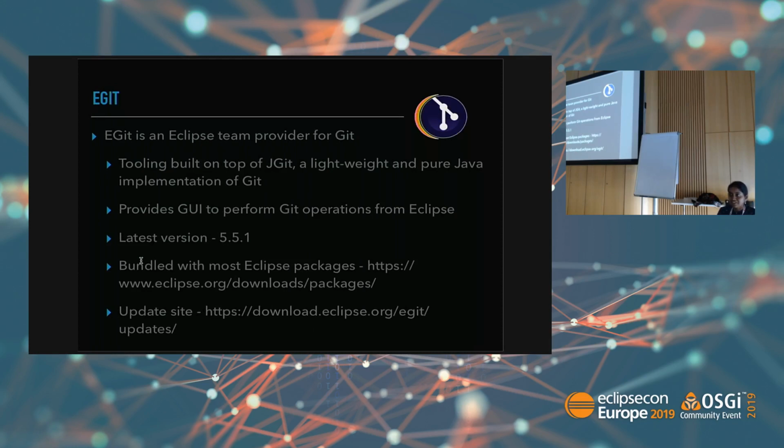EGit is an Eclipse project. It's an Eclipse team provider for Git, which is built on top of JGit, which is a pure Java implementation of Git, and it is an Eclipse project as well. EGit provides a user interface to perform the Git operations from within Eclipse. And EGit comes bundled with most of the Eclipse packages which are available on the downloads page. In case you don't have EGit installed, or you want to update to the latest version, you can do so using the update site.